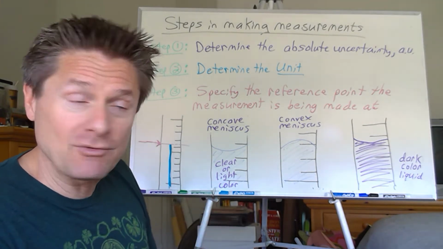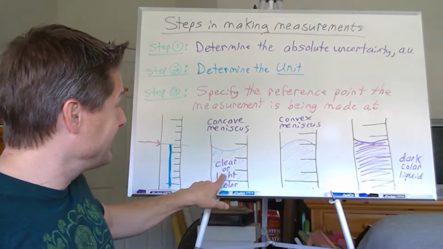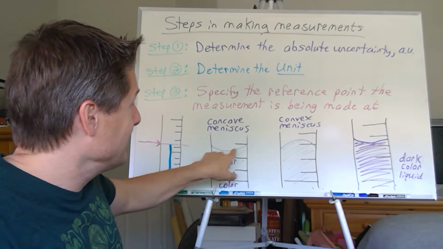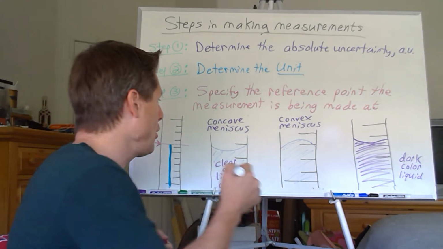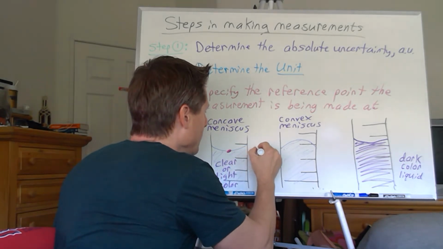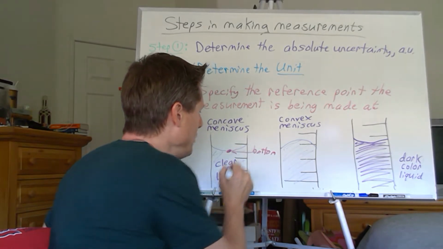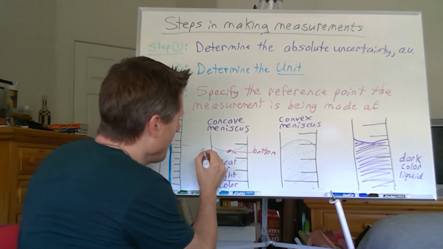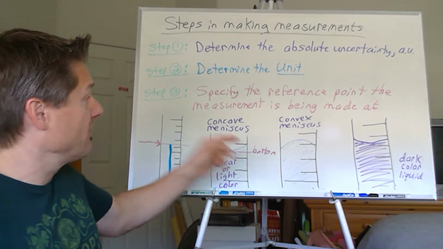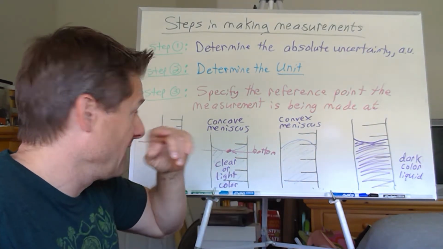So in chemistry, if you have a concave meniscus like this that creeps up on the sides and it's a clear or lightly colored liquid where you can easily see that meniscus, we're going to go from the bottom. So let's go from the bottom. Boop. So that's going to be our mental reference point. So we're going to read from the bottom of the meniscus if it's a lightly colored or clear liquid with a concave meniscus.